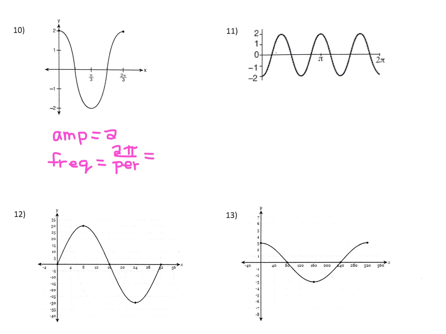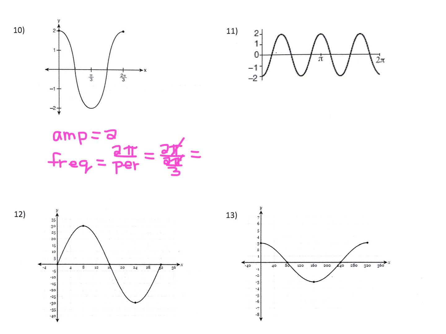Now let's think about this. 2 pi over the period, right? The period is the horizontal length of one complete cycle. So doesn't it take us 2 pi over 3 units to complete this cycle? So that would be your period, right? So we can replace the word period with 2 pi over 3. Okay, so what's going to happen is this pi on top cancels with the pi on bottom.